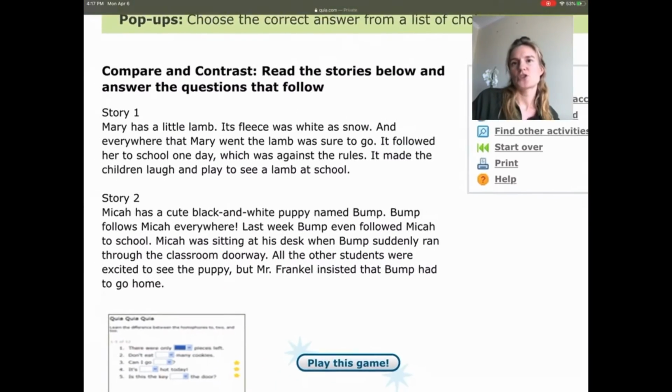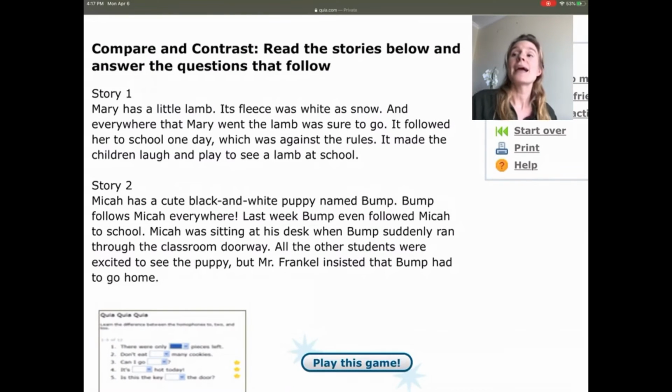Okay, here we go. Story 1. Mary has a little lamb. Its fleece was white as snow, and everywhere that Mary went, the lamb was sure to go. It followed her to school one day, which was against the rules. It made the children laugh and play to see a lamb at school.